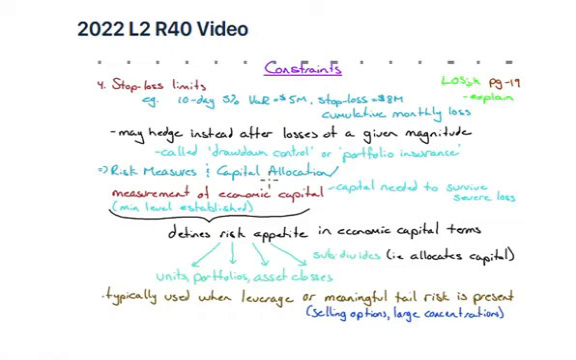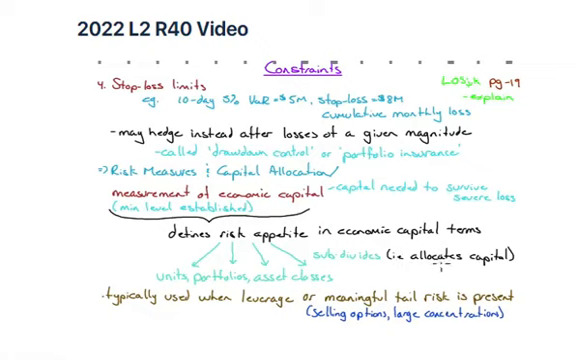Finally, risk measures and capital allocation. Here you'll start with a measurement of economic capital. That's the capital needed to survive a severe loss. And some minimum level will be established. That defines the risk appetite in economic capital terms. That is then subdivided among either your units, portfolios, your asset classes, whatever the case is.